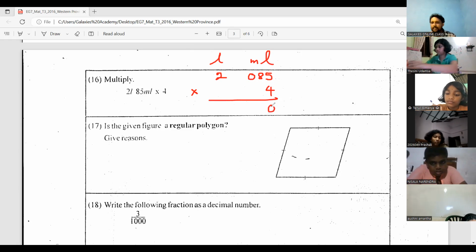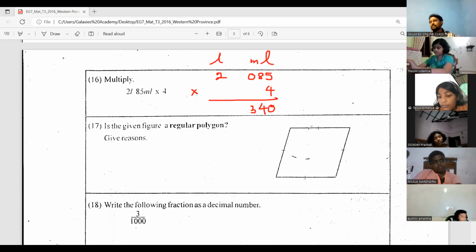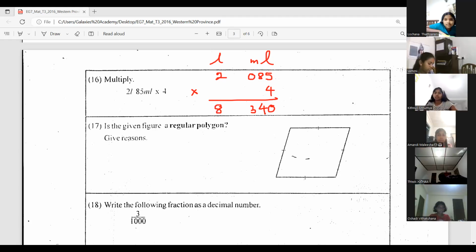4 times 5, 20, remaining 2. 4 times 8, 32. 32 plus 2, 34. So I can write here 340. In the milliliter column, you can write a maximum of 3 digits, less than 1000. 4 times 2, 8. So what is the answer? 8 liters, 340 milliliters.